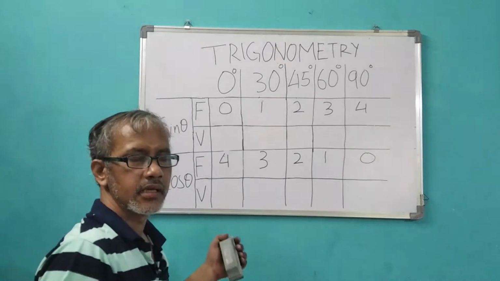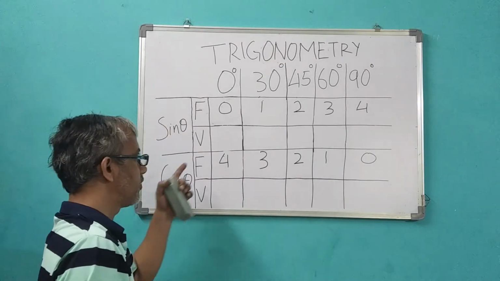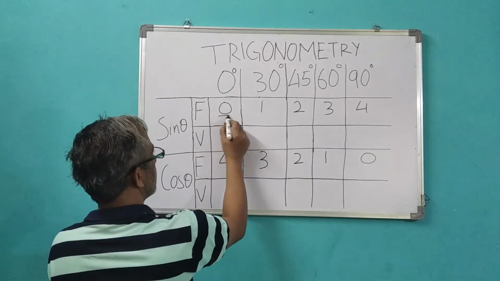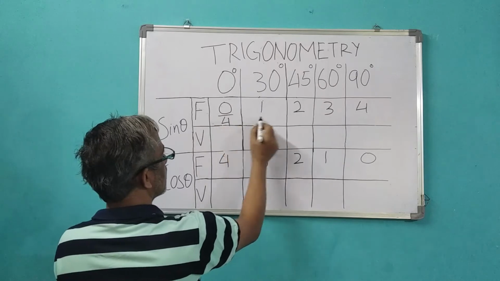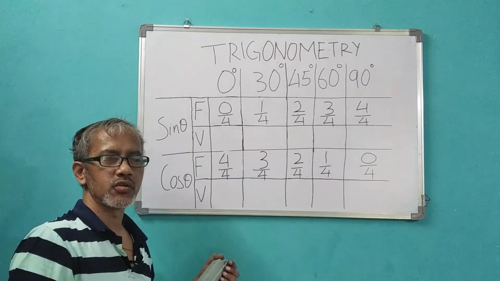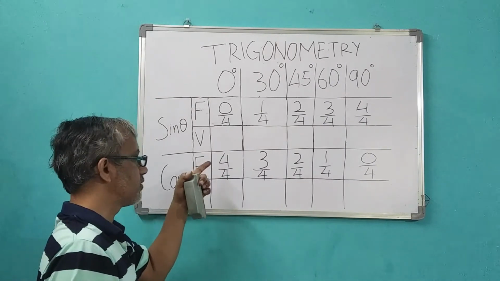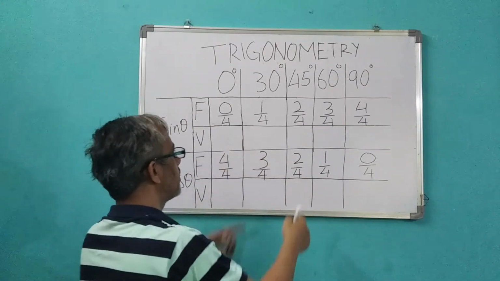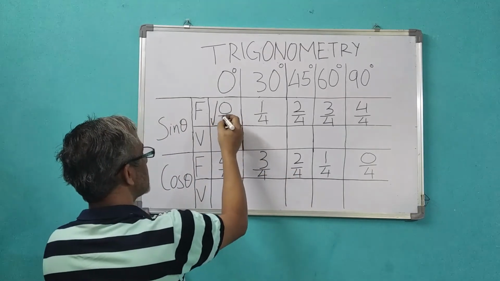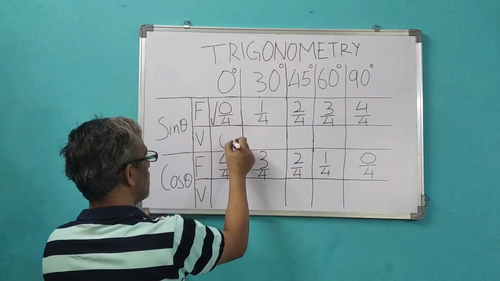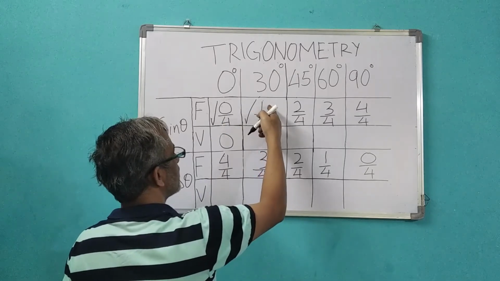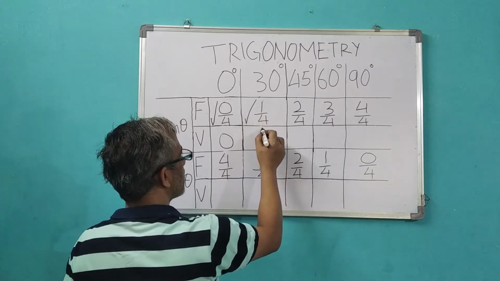Now the next thing is to divide all the numbers by 4. There is one more step left to find the values, that is to take the root of all the rational numbers. I will take the root of 0 by 4 and the result is 0. Sine of 0 degrees is 0. Root of 1 by 4 makes 1 by 2.